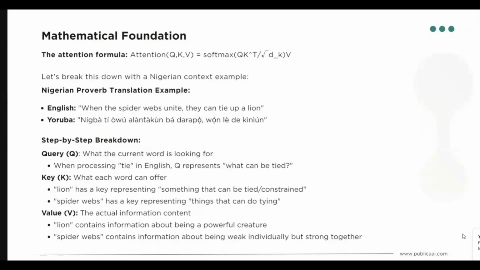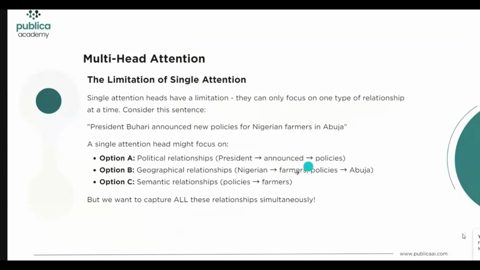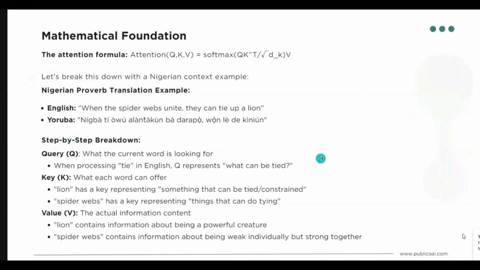Do we get the gist? Are you confused? All right. Yeah, let's look at it again.